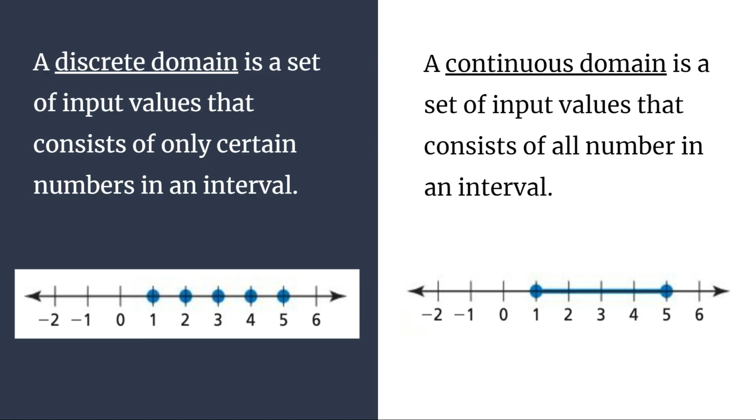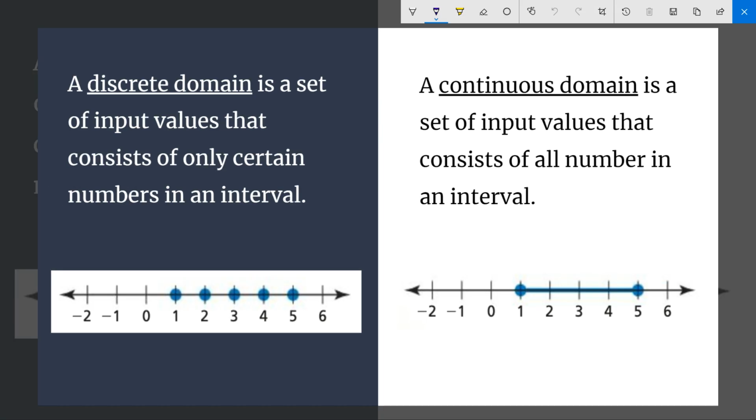All right. There's 2 different types of domain. There's the idea of a discrete domain and the idea of a continuous domain. A discrete domain is a set of input values that consists of only certain numbers in an interval. What that means, if we think of decoding this, input values are talking about x values. So is domain. When you hear domain, when you hear input, when you hear x, those are all connected. So we're talking about our x's.